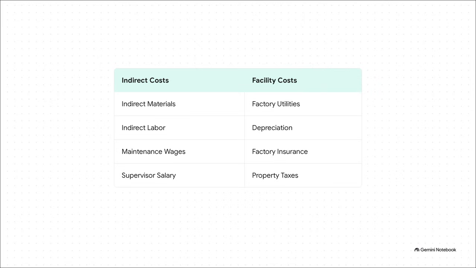Finally, we have the broader facility costs, factory utilities, depreciation on the equipment, property taxes, and insurance. The magic word here is factory. If it's a factory cost that isn't DM or DL, boom, it goes straight into overhead.